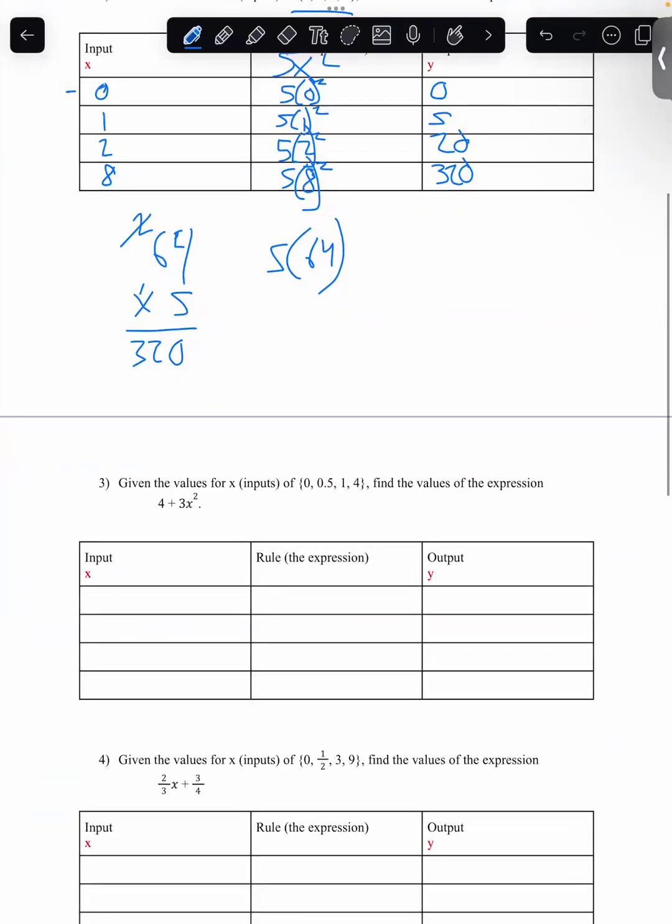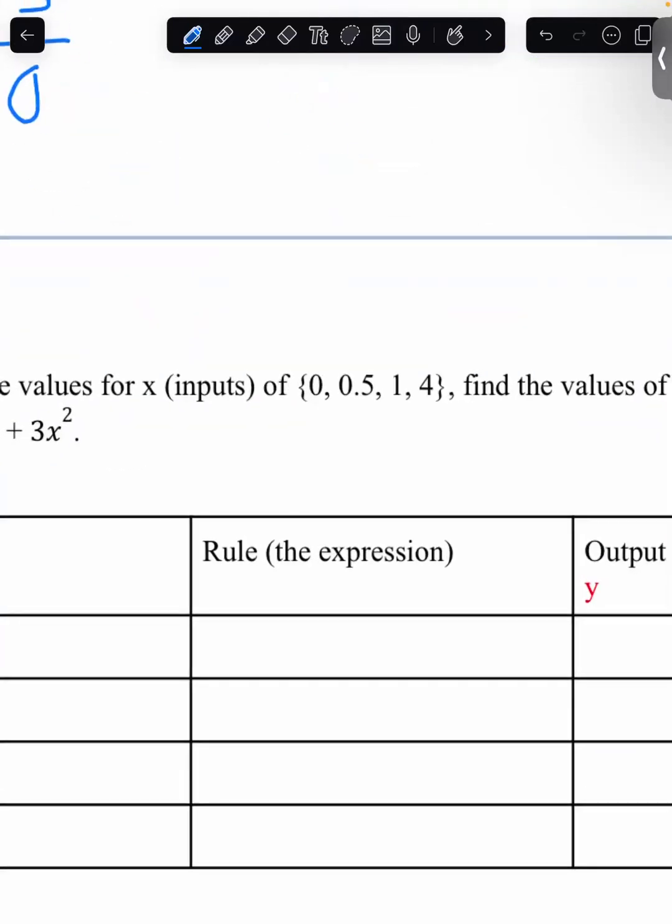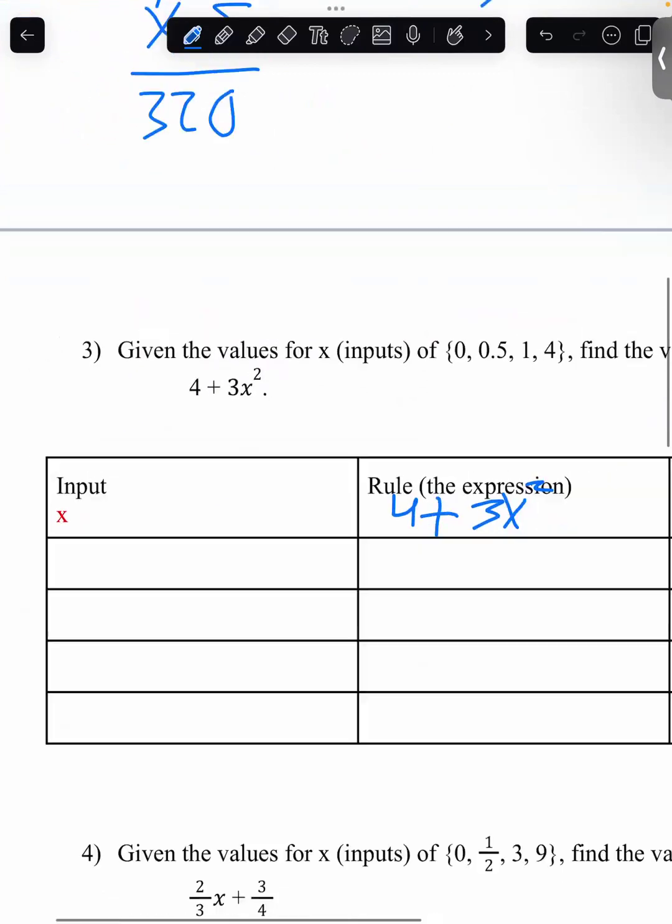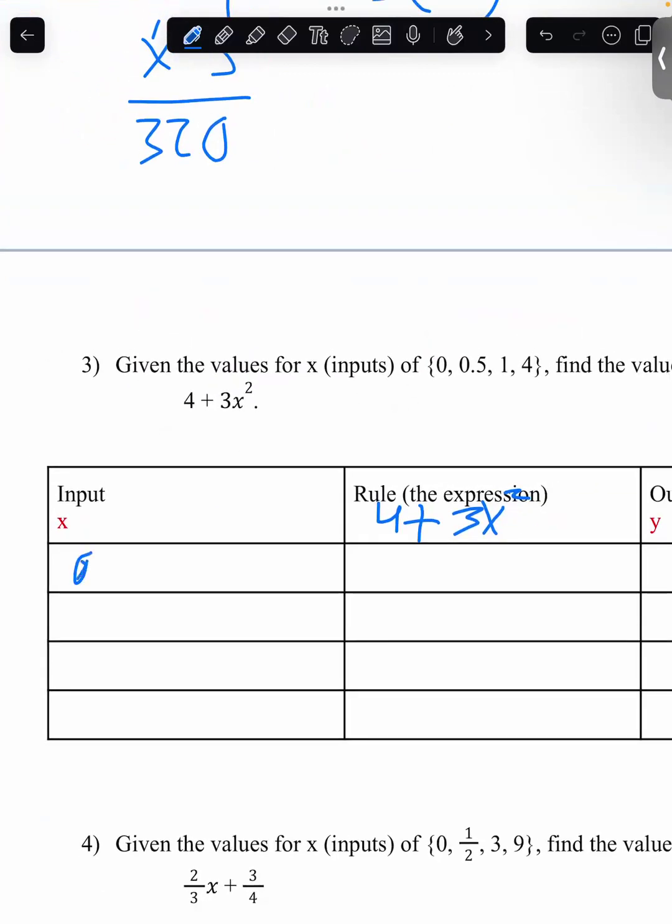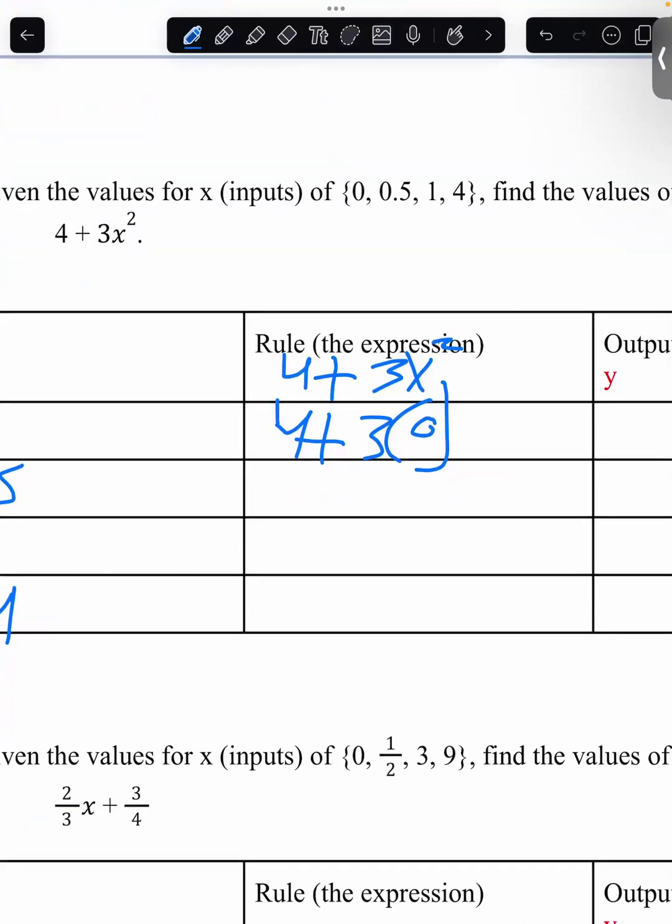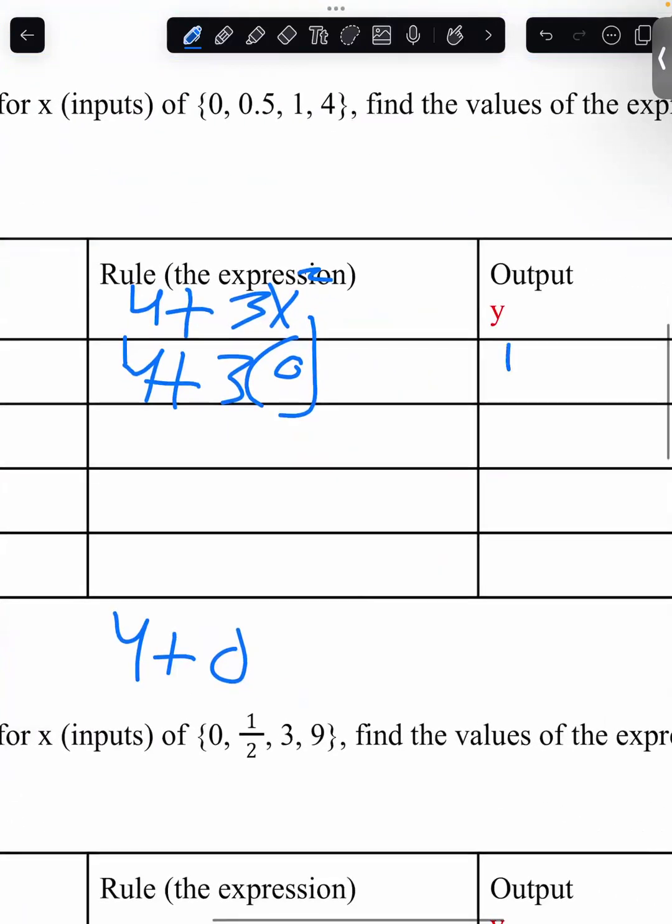All right, number 3. Our expression is 4 plus 3x squared. Okay, we're going to use 0. We're going to use 0.5. We're going to use 1, and we're going to use 4. Okay, so 4 plus 3 times 0. So 3 times 0 is 0. Okay, so that's 4 plus 0, and so that's going to be 4.